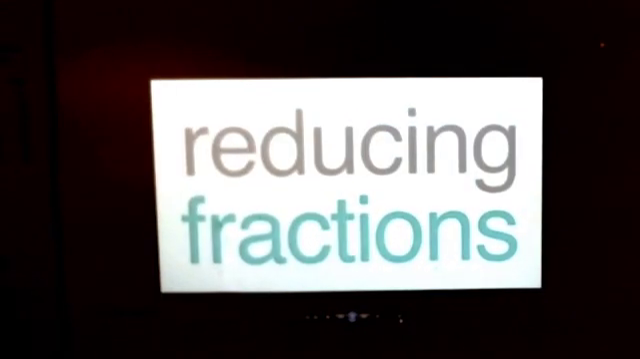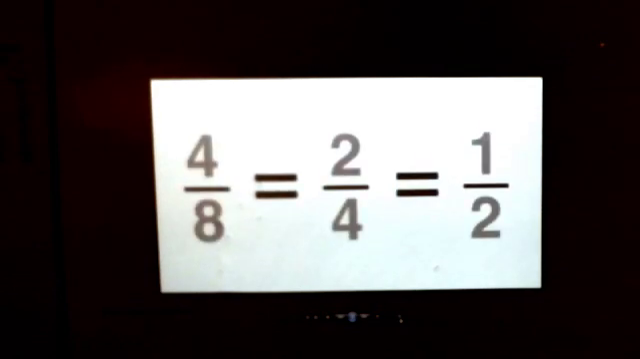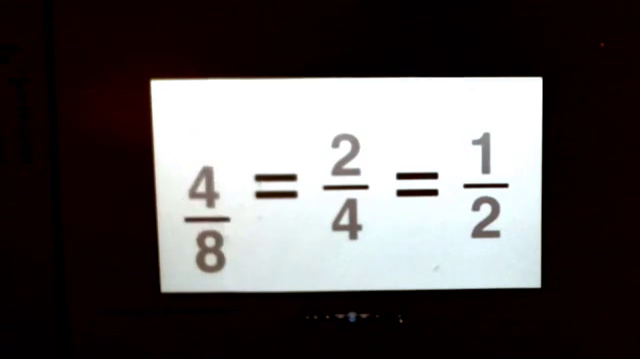Sometimes different fractions can have the same value. 4/8, 2/4, 1/2. Believe it or not, all of these are the same fraction. You just can't see it yet because some of these haven't been reduced. Reducing a fraction means that you divide the numerator and denominator by the same number until they're both as small as possible.